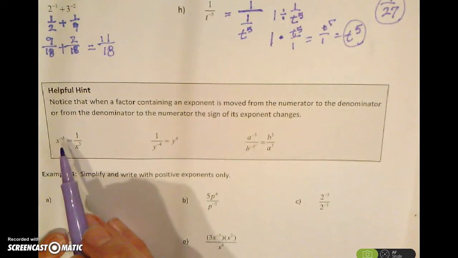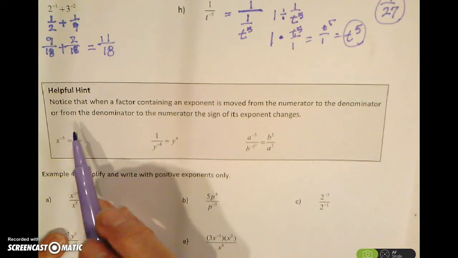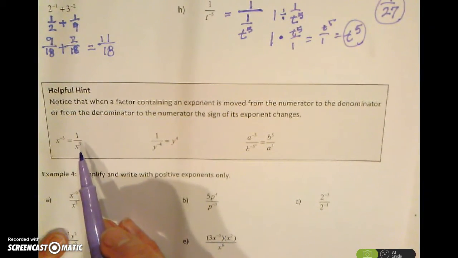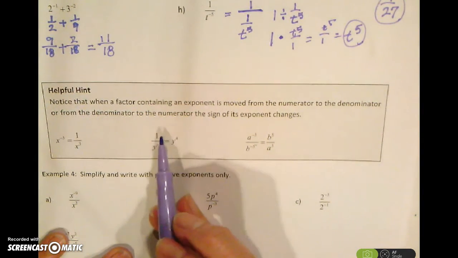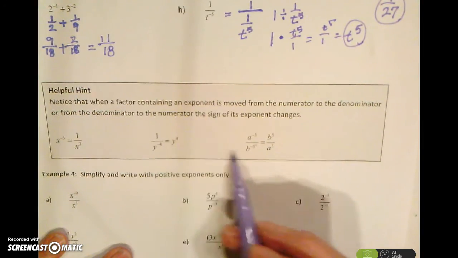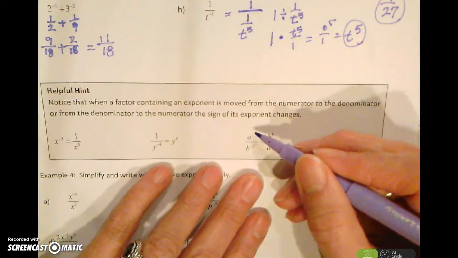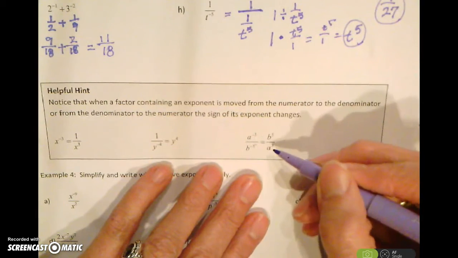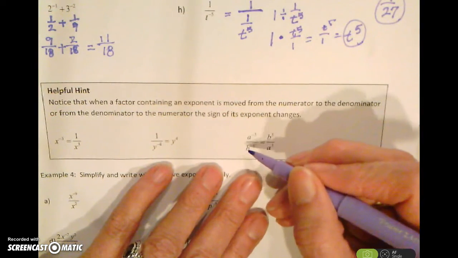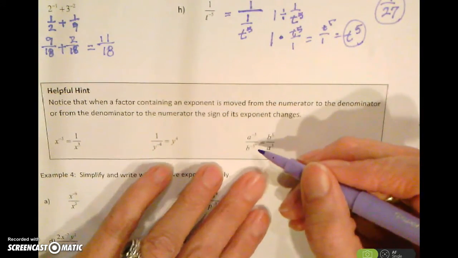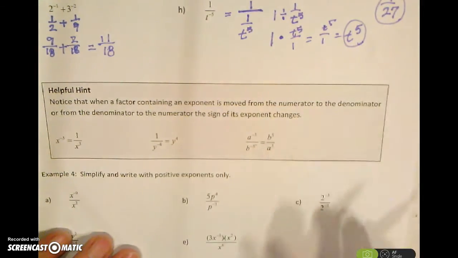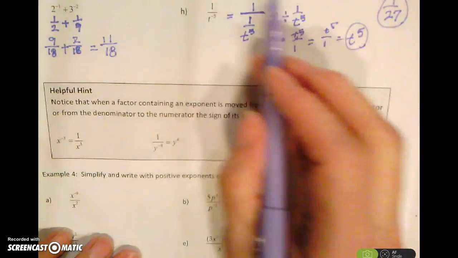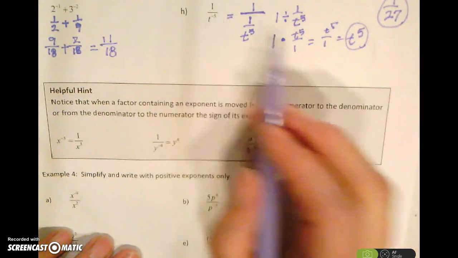So here x to the negative 3 is going to be 1 over x to the positive 3. 1 over y to the negative 4, it's going to move up and become y to the positive 4. And here, my a to the negative 3 moved to the denominator is positive 3. And then b to the negative 5 is going to move to the numerator as b to the 5th. So we don't have to do all this work that we just did right here to correct that.